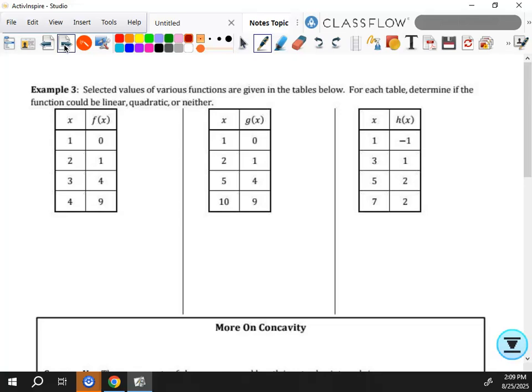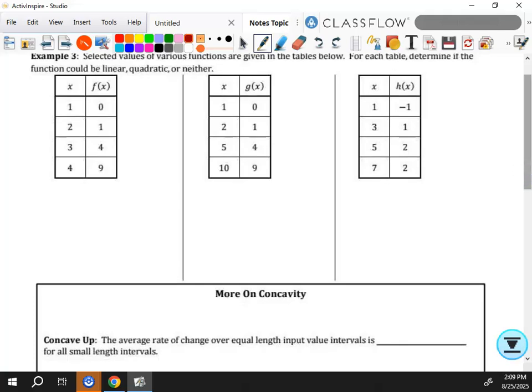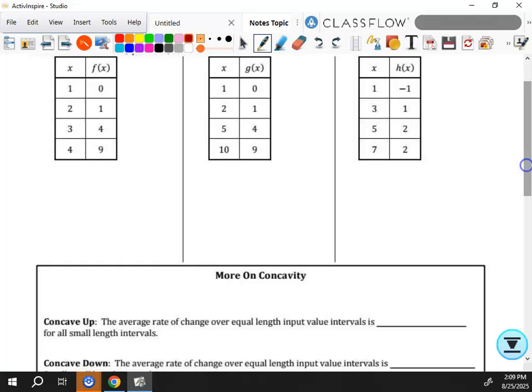Okay. So here's one way that you'll be asked these questions. We have some tables, and it says for each one, determine if the function can be linear, quadratic, or neither. Eventually, we'll have some other things added, but that's as far as we're getting right now. So we always start with finding our change in x. So 2 minus 1 is 1, 1, 1. When those are the same, that's good because that's really going to mean less work for us in the end. Then we do our change in y. 1 minus 0 is 1, 4 minus 1 is 3, 9 minus 4 is 5.